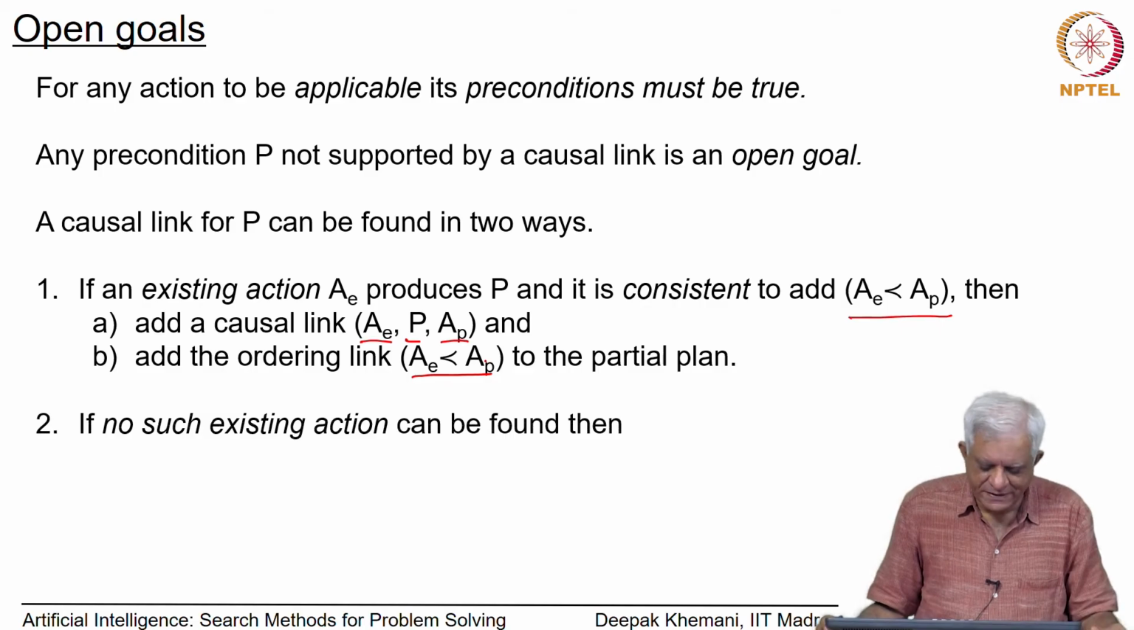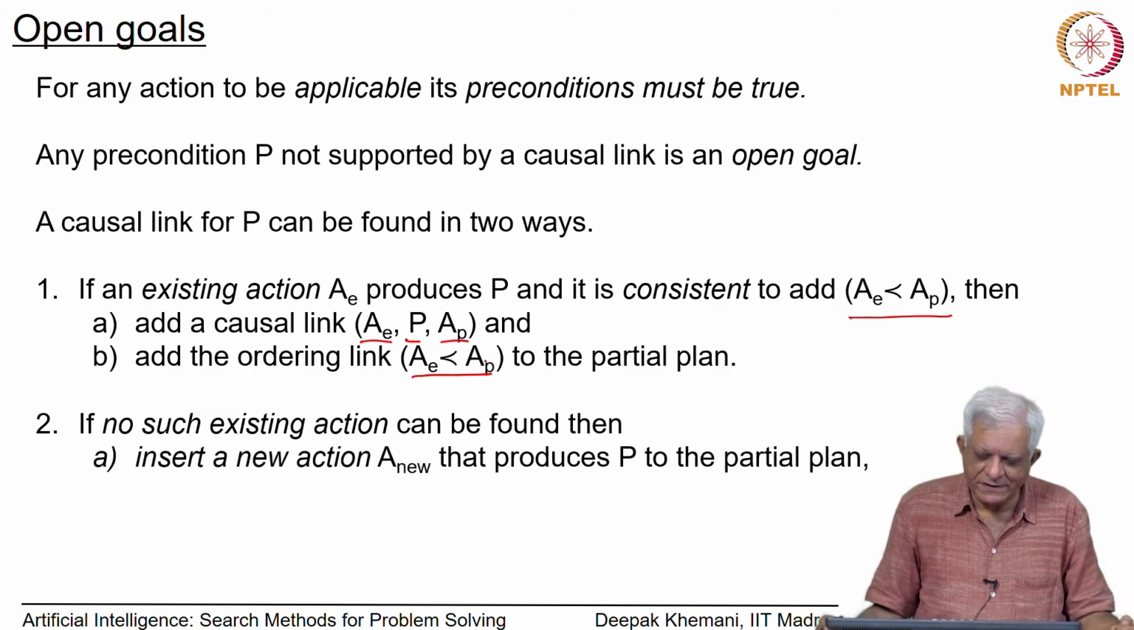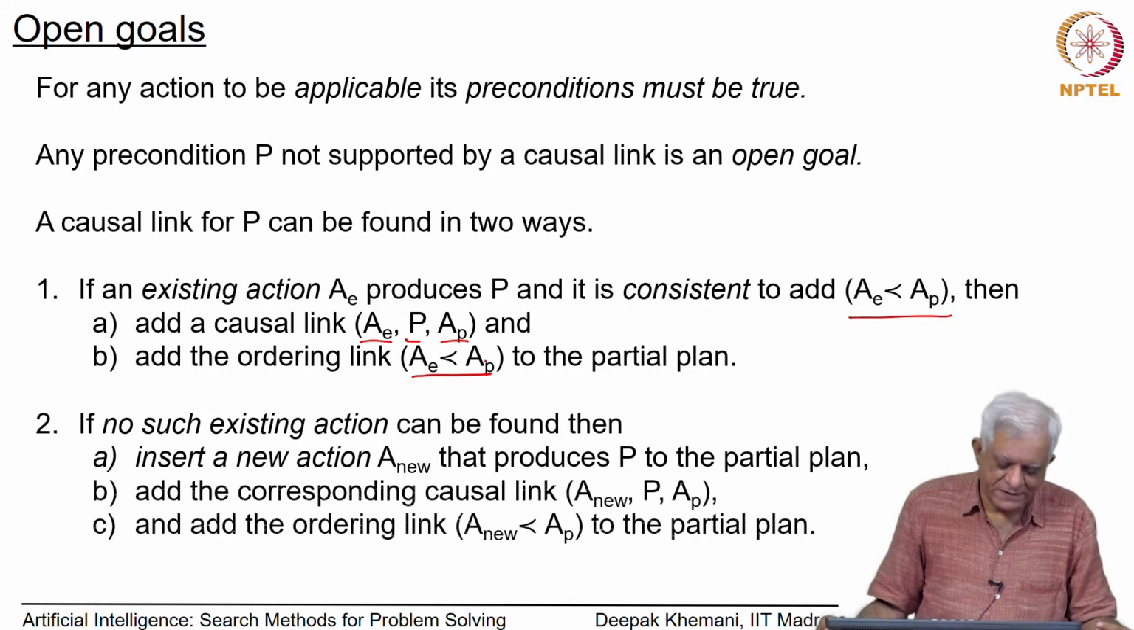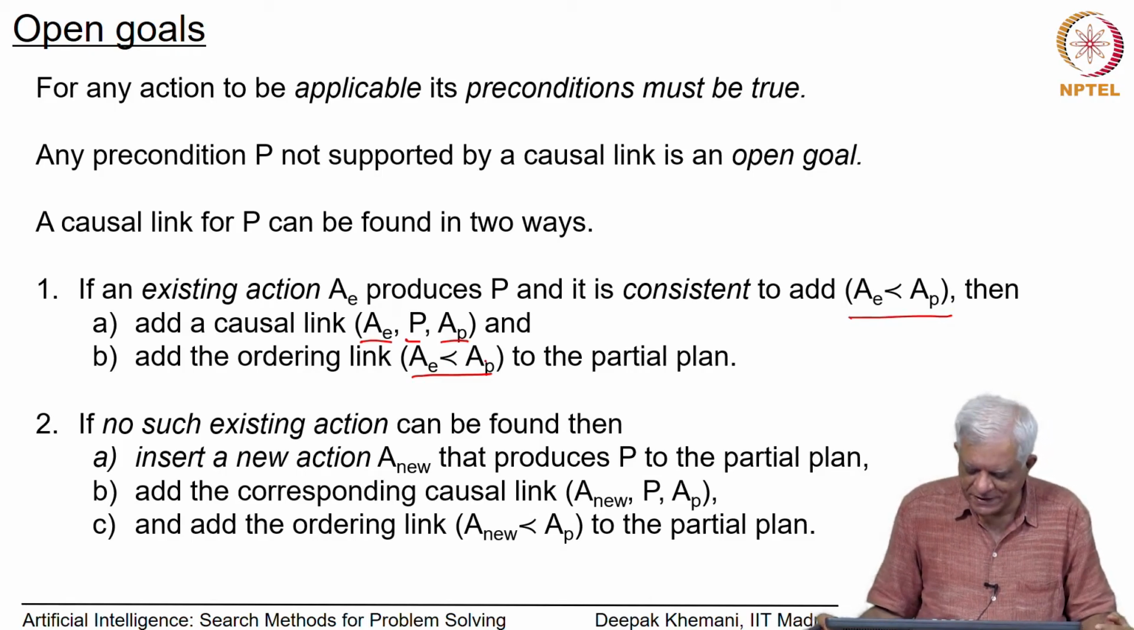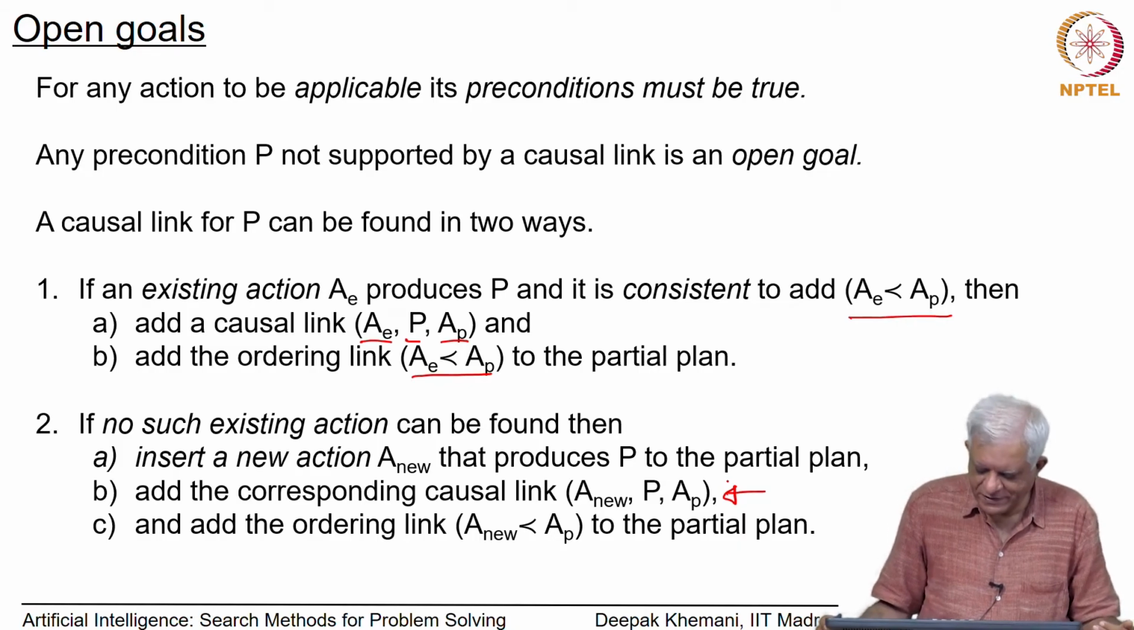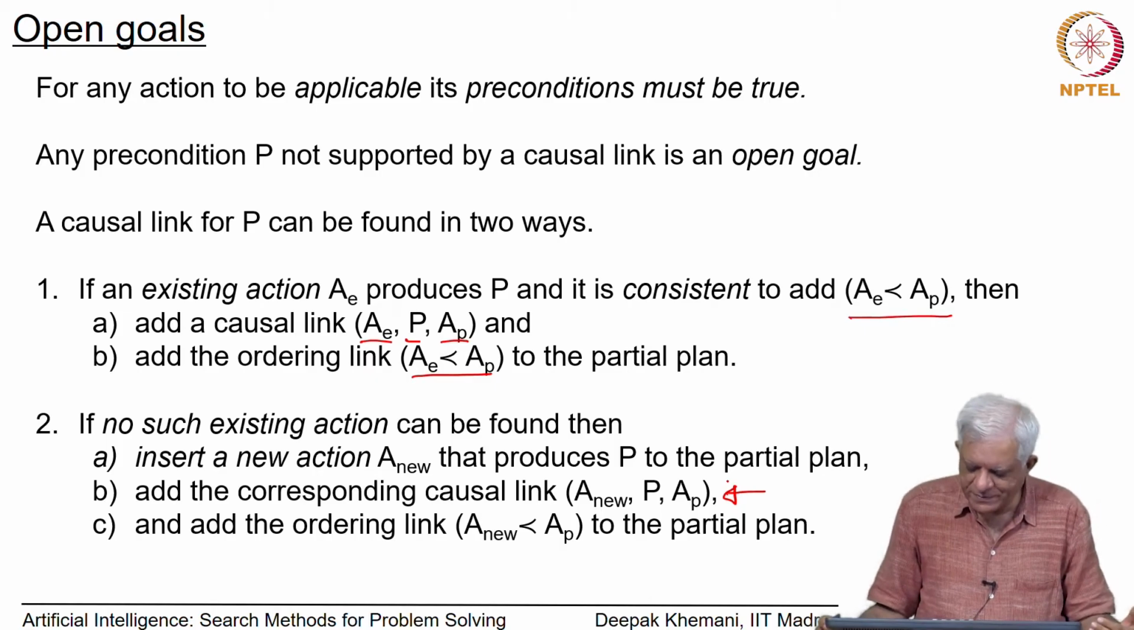If there is no such existing action, then we look for a new action, and this is the way in which new actions are added to the plan essentially. So, we insert a new action A new, and this action also obviously must produce the predicate P that we are interested in, and we add the corresponding causal link saying that okay, that open goal that AP had is now supported by this causal link where A new produces that precondition P, and obviously we also add the ordering constraint to the partial plan.